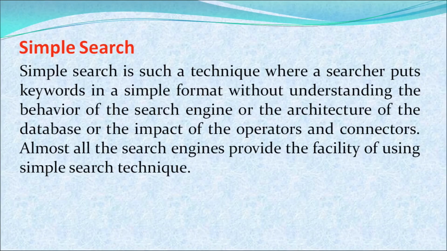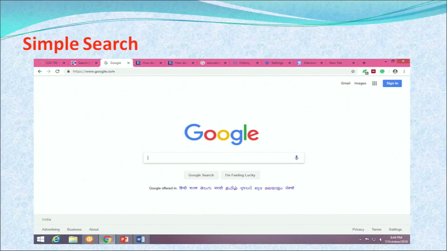Simple search is a technique where a searcher puts keywords in a simple format without understanding the behavior of the search engine, the architecture of the database, or the impact of the operators and connectors. Almost all the search engines provide the facility of using simple search techniques. This is the quite simple screenshot of Google, which everybody knows, for the simple search.